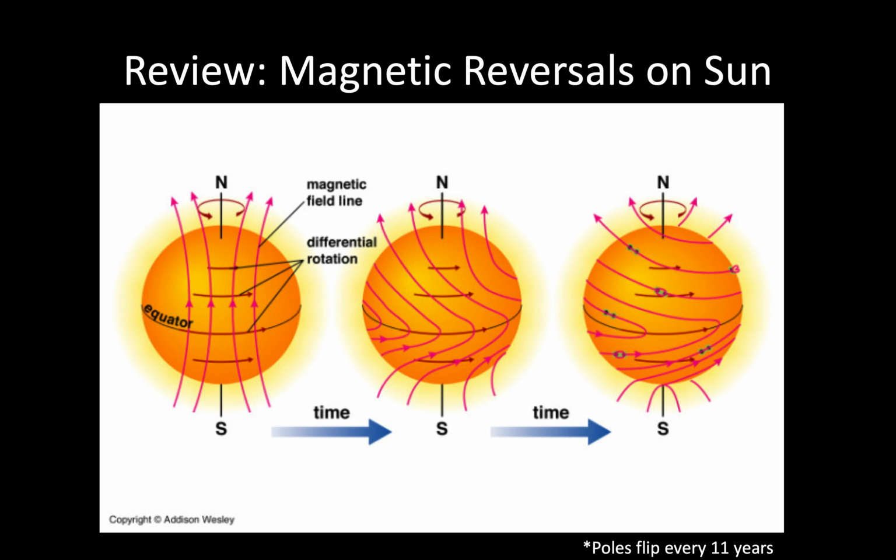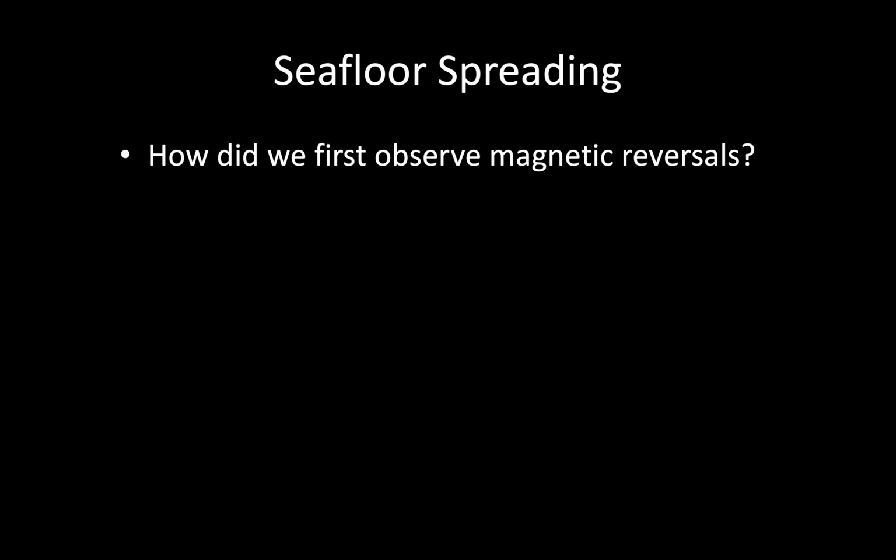Real quick, the sun actually also does these magnetic reversals. For 11 years, north becomes south, south becomes north on the magnetic pole. So it takes about 22 years for a full magnetic cycle in the sun.